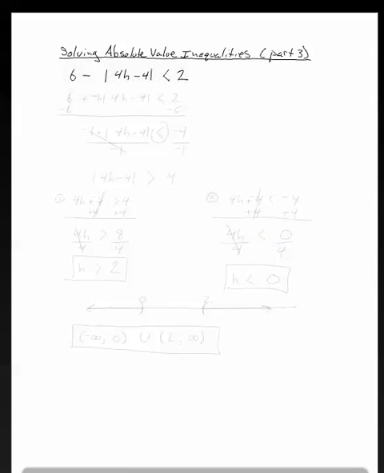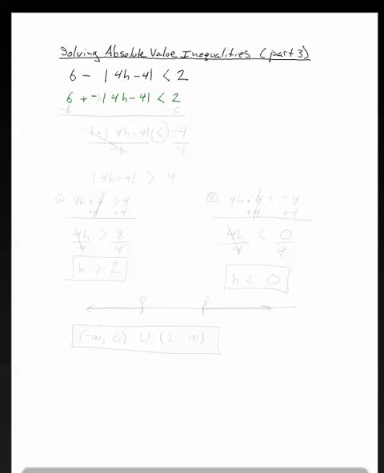Solving absolute value inequalities, part 3. So here we have 6 minus the absolute value of 4h minus 4 is less than 2. Well, the first thing we'd want to do is change this subtraction to addition of the opposite. So we would write 6 plus negative absolute value of 4h minus 4 is less than 2.